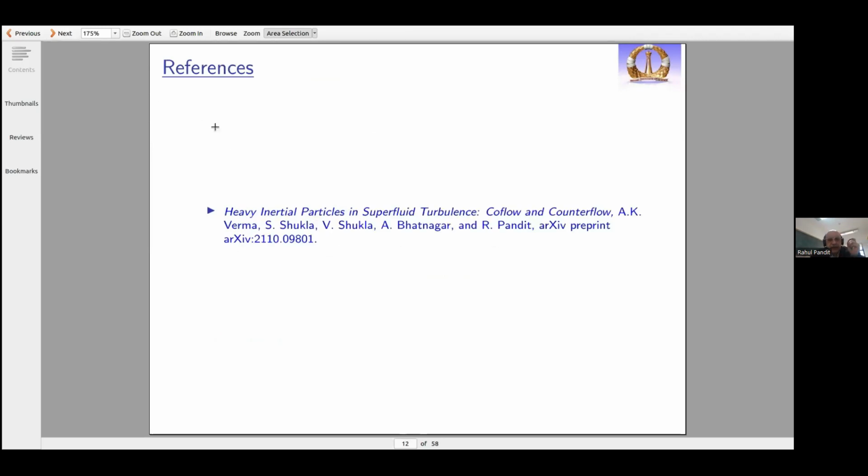So most of what I have to say about turbulence in superfluids with particles is contained in this preprint, which we have on the arXiv. And I already told you about counterflow turbulence. So in this, Akhilesh did all the work for coflow, and Sanjay Shukla did all the work for counterflow. And of course, it came out of earlier work of Vishwanath and Akshay, etc.